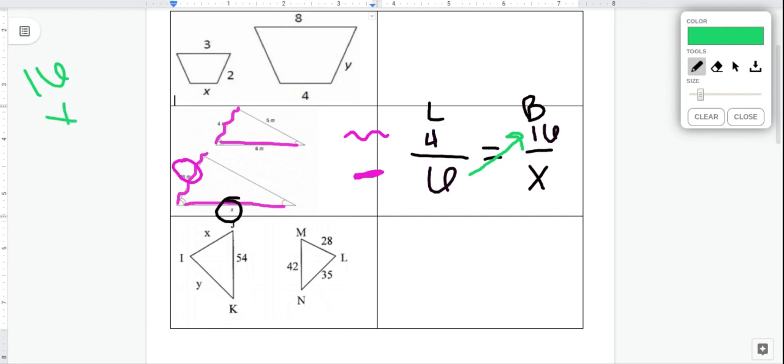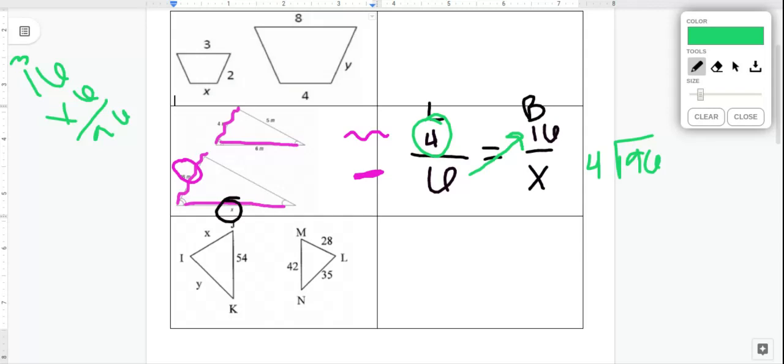6 times 16. Always put the bigger number on top, it just makes it easier. 6 times 6 is 36, carry the 3. 6 times 1 is 6, plus 3 is 9. Okay, so I have 96, and then divided by the number left over. So I'm dividing by 4.